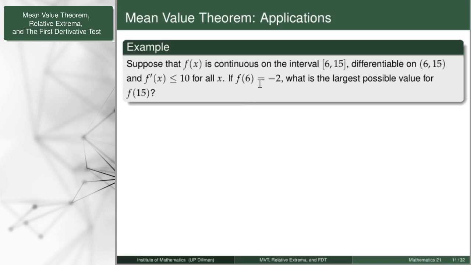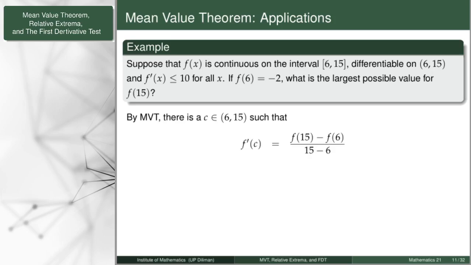If f(6) is equal to negative 2, we can somewhat estimate the value at 15. So even though you don't know what the function f is, you can somewhat evaluate how big or how bad f(15) can be. Now how does this work? Well, number one, because of the continuity and differentiability assumption, even though I don't know f(x), I know that the derivative of f at c will be equal to (f(15) − f(6))/(15 − 6).